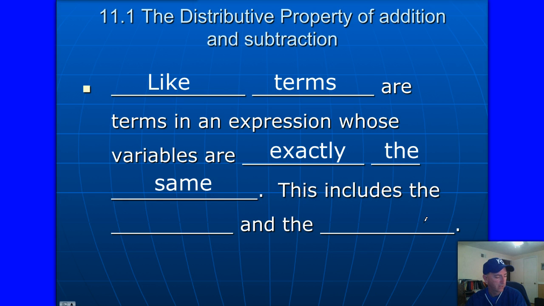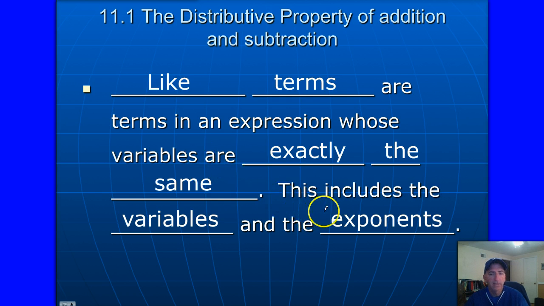Okay, this includes the variables and the exponents on the variables. Now you're really going to see this part in your later classes, where we have different exponents and being able to identify whether or not terms are alike based on the exponents. But let me try to make a point here. Let me do a little t-chart here.